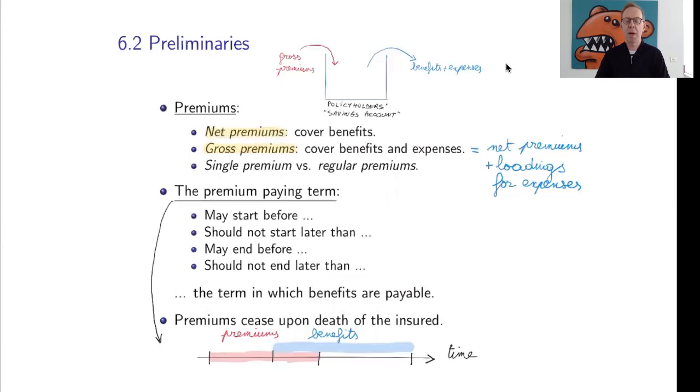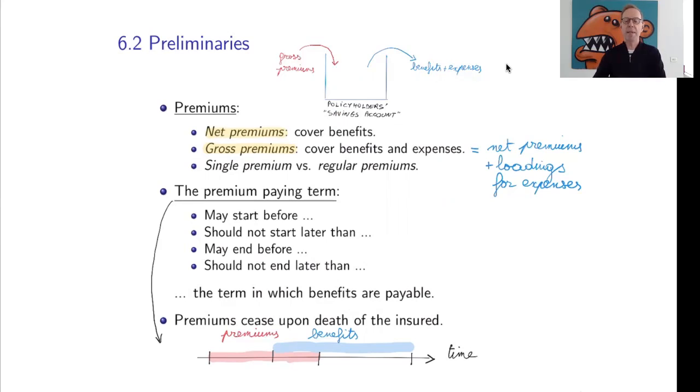How does a life insurance contract work? Very simply stated, there is a policyholder's savings account, something similar to a bank account in case of a savings product. On that account, gross premiums paid by the policyholder are put, and from that account the insurer pays benefits and takes money out for paying the expenses.